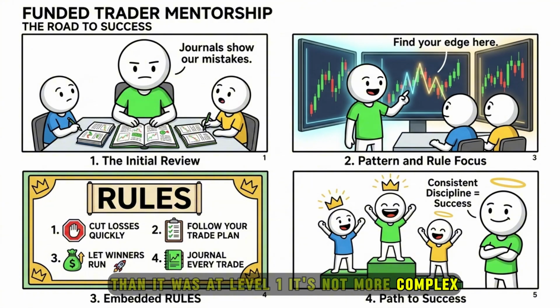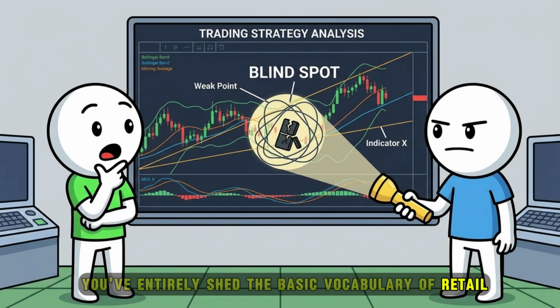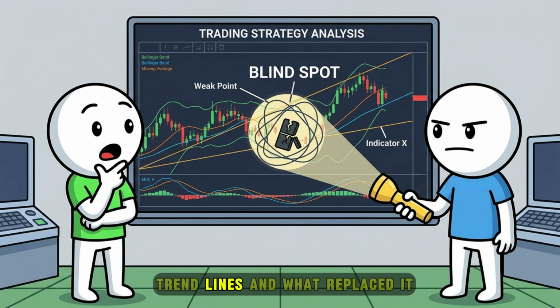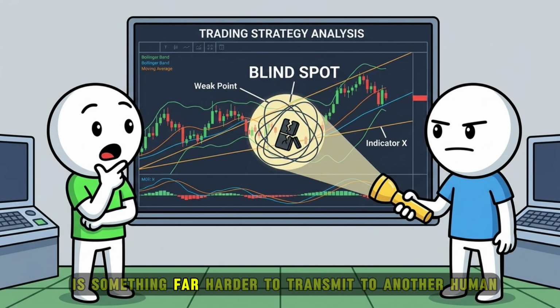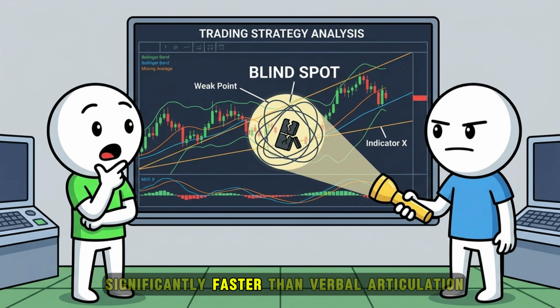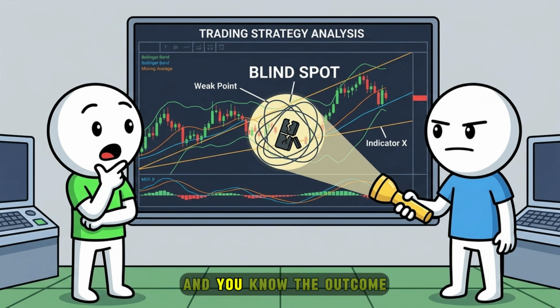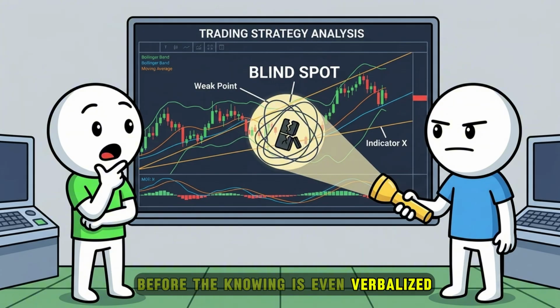It's not more complex, it's just more accurate. You've entirely shed the basic vocabulary of retail, support, resistance, trend lines, and what replaced it is something far harder to transmit to another human. It lives in a form of pattern recognition that operates significantly faster than verbal articulation. You see things develop on a chart and you know the outcome before the knowing is even verbalized.